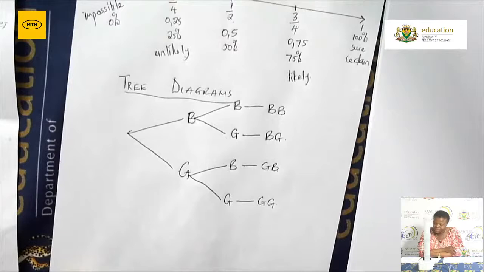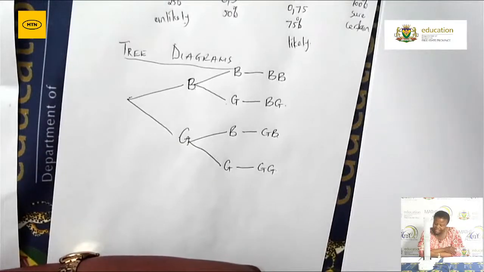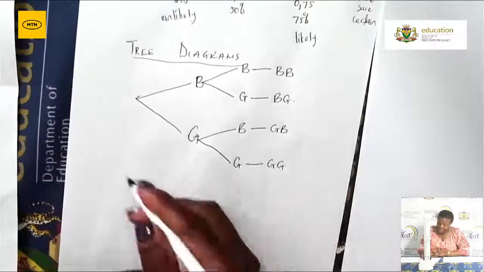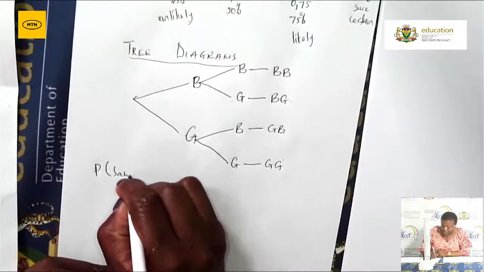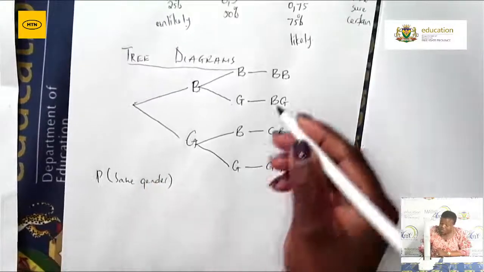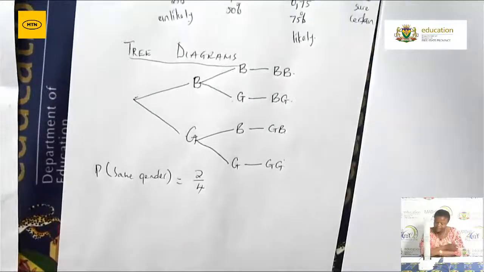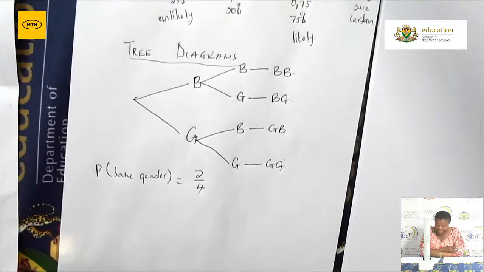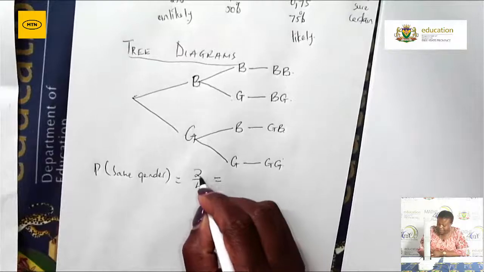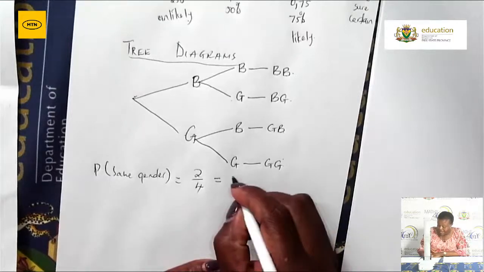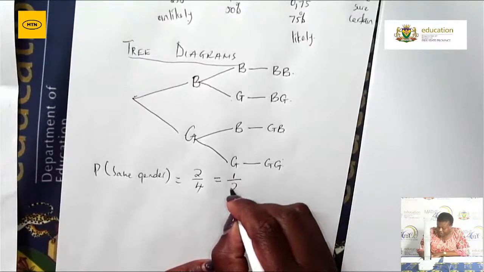So we check: on 2 attempts, the outcomes are 4. If I plan to have children of the same gender, the number of favourable outcomes will be 2, because we have 2 boys and 2 girls. And in the case where the question says simplify, because I have 2 over 4 outcomes, I simplify. When I simplify, I look for the number that can go into 2 and 4, and that number is 2. So I divide 2 by 2, and I get 1. I divide 4 by 2, and I get 2.